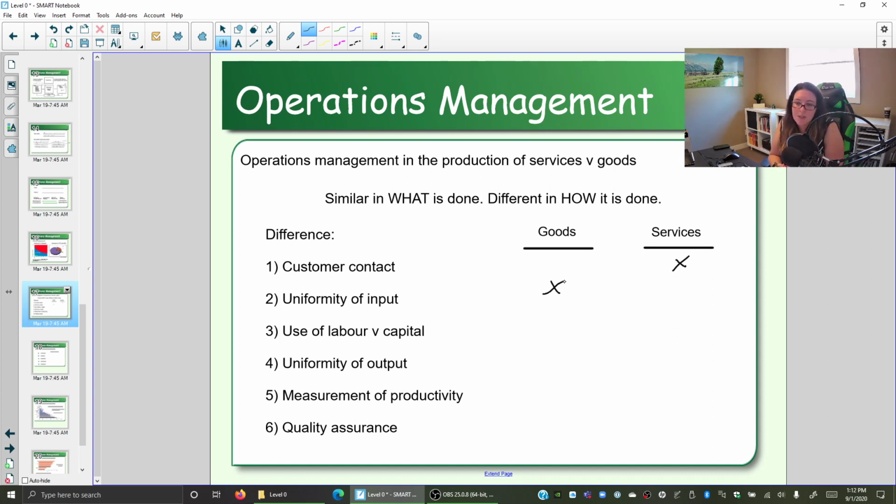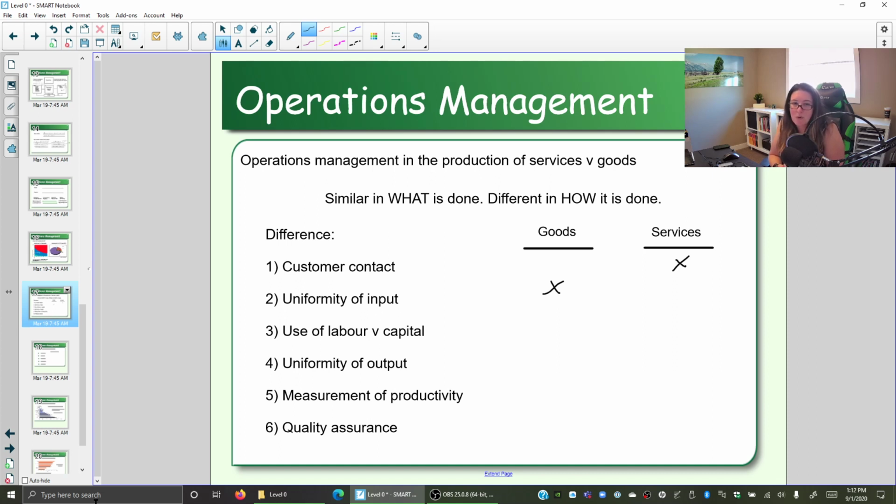But services are different. If I go and get a haircut, then I'm going to need hair color. I'm going to need more of it cut off. That might be different based on your hair color, hairstyle, hair length. So we don't need all the same equipment. We don't need the same amount of time from the hairstylist. So there's not uniformity of input when it comes to services.